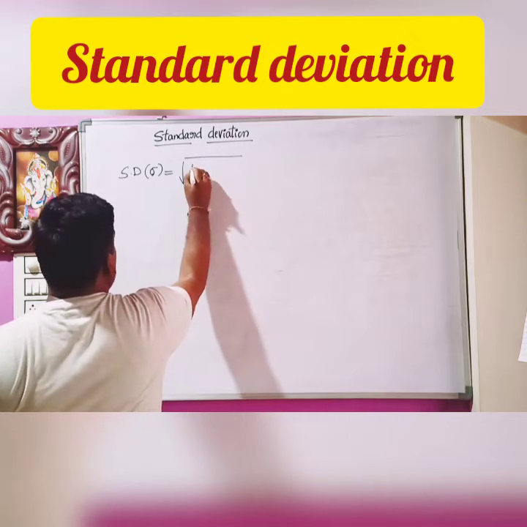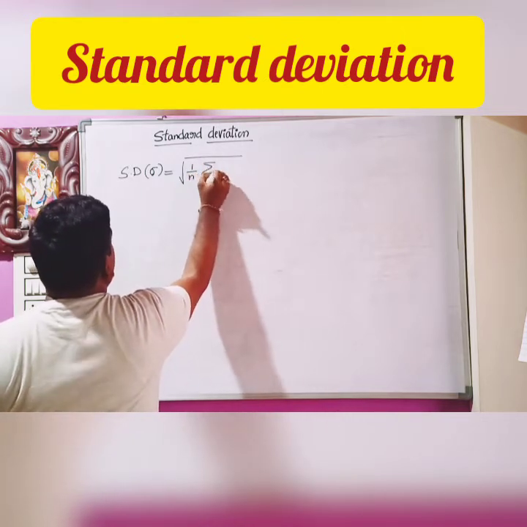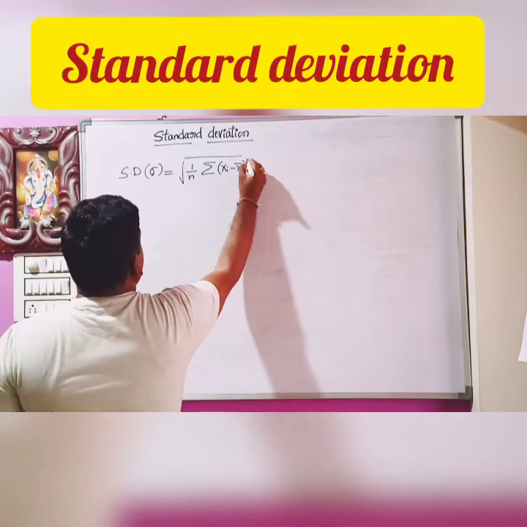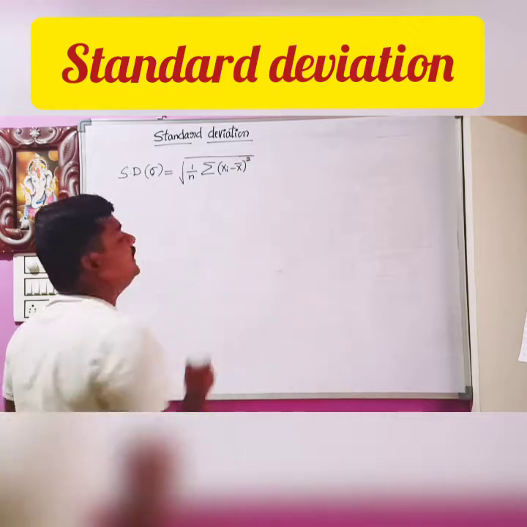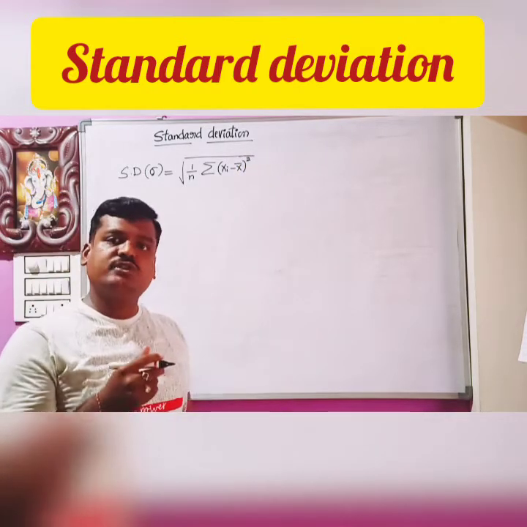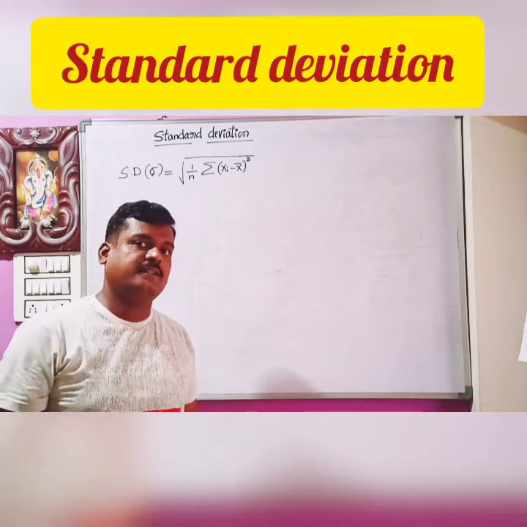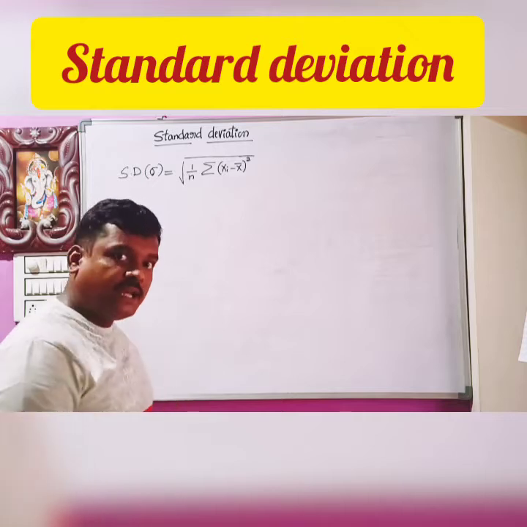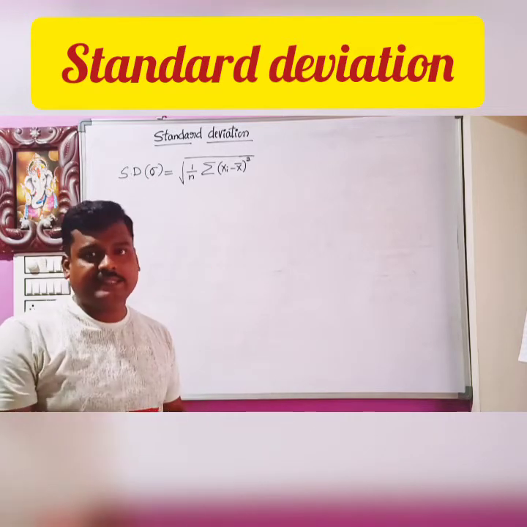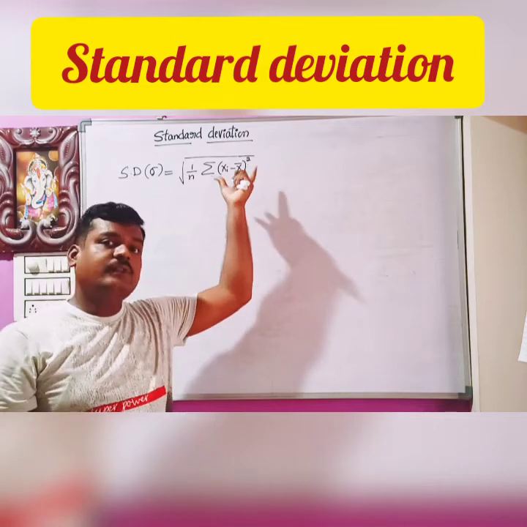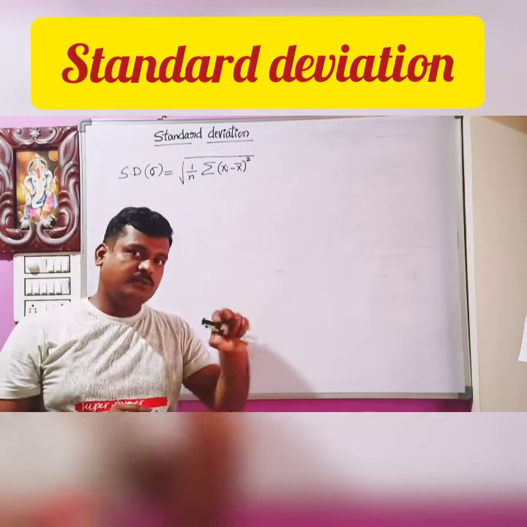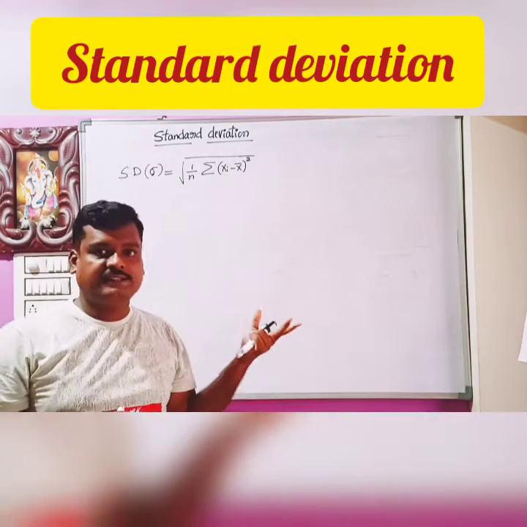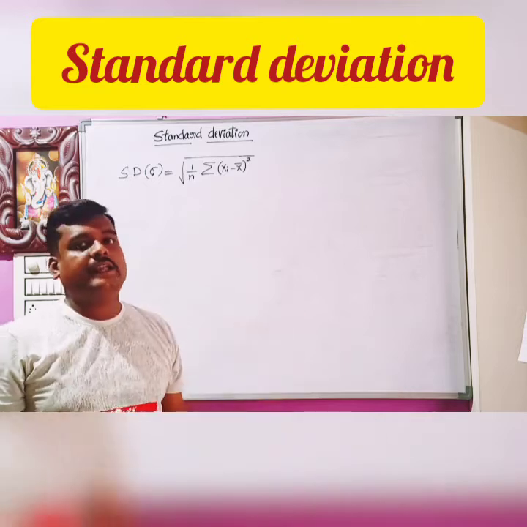It is the square root of 1 by n summation xi minus x bar square. In mean deviation, we took the positive values by taking the modulus, the absolute value of the deviations. Here also the same concept, but it is changed a little. With the square of the deviations, negative values will be removed. After squaring the deviations, we take the root of that. So this concept is called standard deviation.